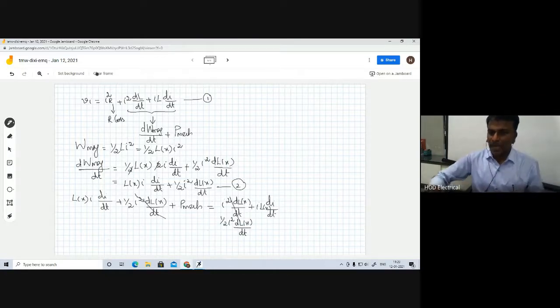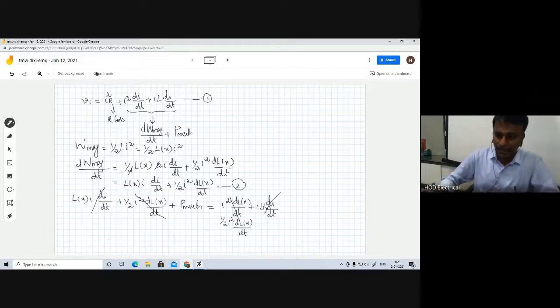Then I in the dL(x)/dt, I in the dL(x)/dt will be cancelled. So we can write the mechanical power equal to half I square dL(x) divided by dt. We can rearrange this equation. What is meant by power?